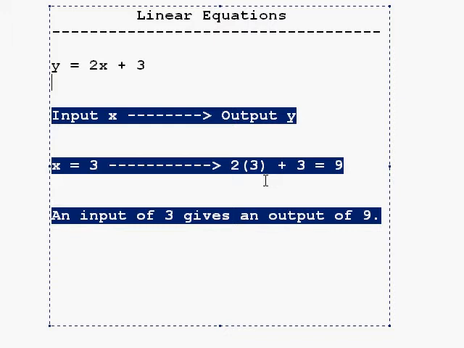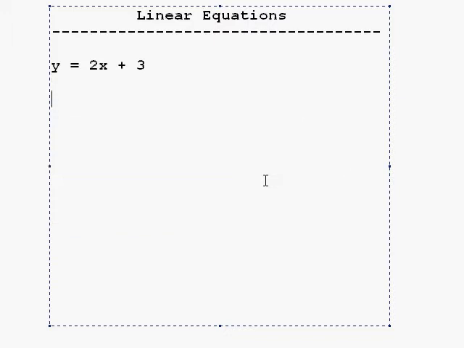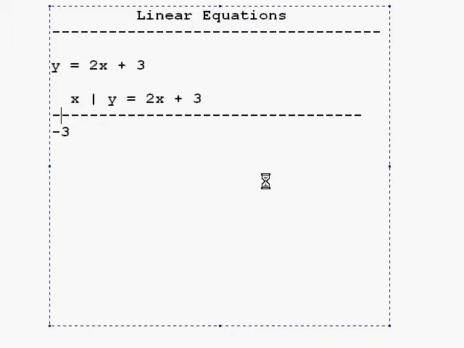So let's make a quick chart. Let's put our x here, and y here. Let's look at a few different values. Let's look at -3. Well, y is 2 times -3 plus 3. That's -6 plus 3, which is -3.